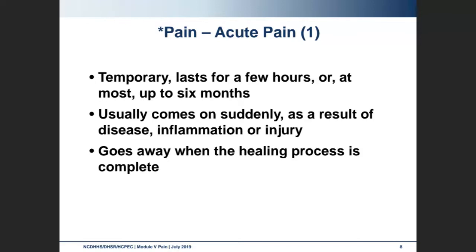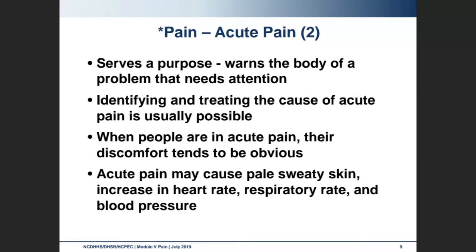Acute pain usually comes on suddenly as a result of disease, inflammation, or injury, think a broken bone, and then it goes away when the healing process is complete. Acute pain, it serves a purpose, right? It's warning us that the body has a problem that needs attention. So identifying and treating the cause of acute pain is usually possible and easier to do. When people are in acute pain, their discomfort tends to be obvious. Again, think of the broken bone.